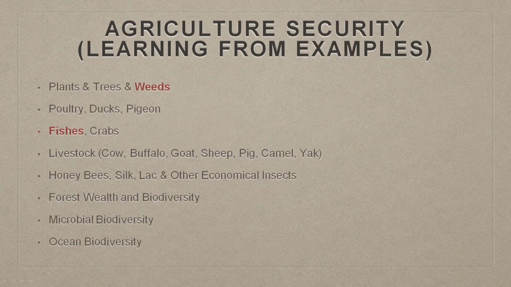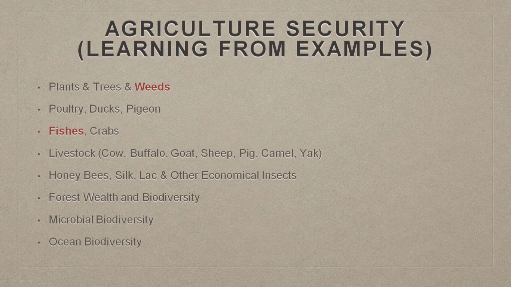Now, talking about agriculture security, we will be learning from examples. When we talk about agriculture, we are talking about plants, trees and weeds, and I have put some of the words in red. Those are the ones I will be discussing in detail.